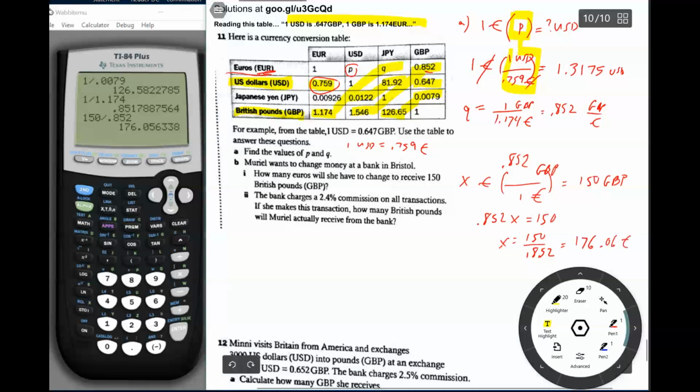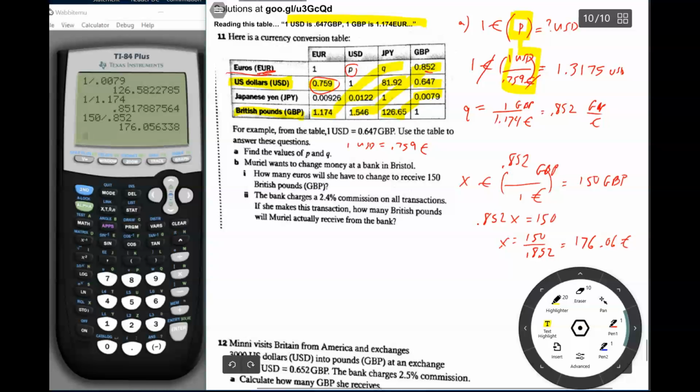0.06 euros. Okay? Part 2. The bank charges a 2.4% commission on all transactions. If she makes this transaction, how many British pounds will Muriel actually receive from the bank?